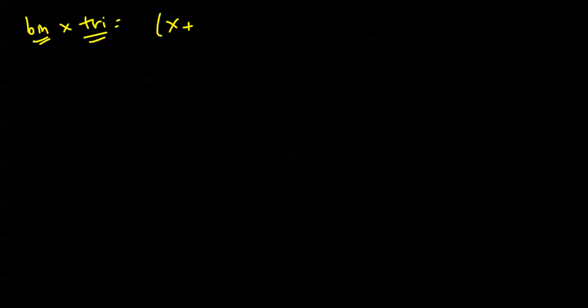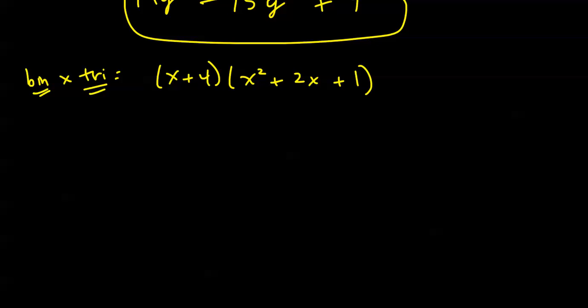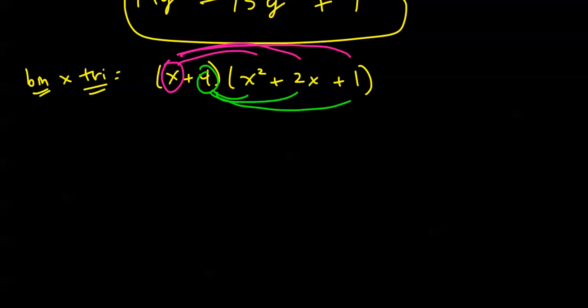I'll give you a simple example here. Things get a little complicated here, and you start going up the ladder. I've got a binomial, x plus 4, times a trinomial, x squared plus 2x plus 1. What I'm going to do is multiply the trinomial through by the first term in that binomial, then multiply the trinomial through by the second term in that binomial, and combine like terms as needed. I'm going to use what we call the column method.